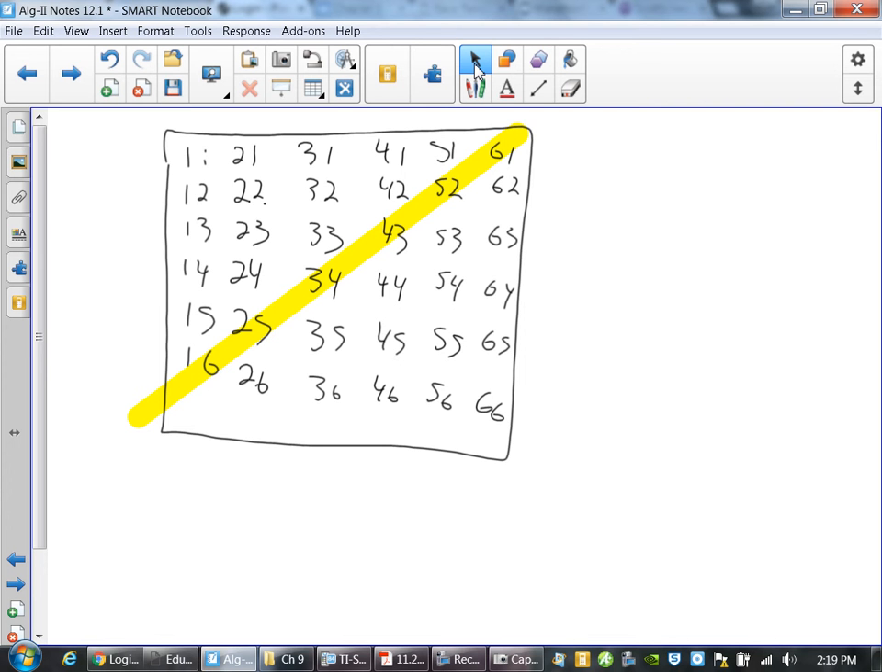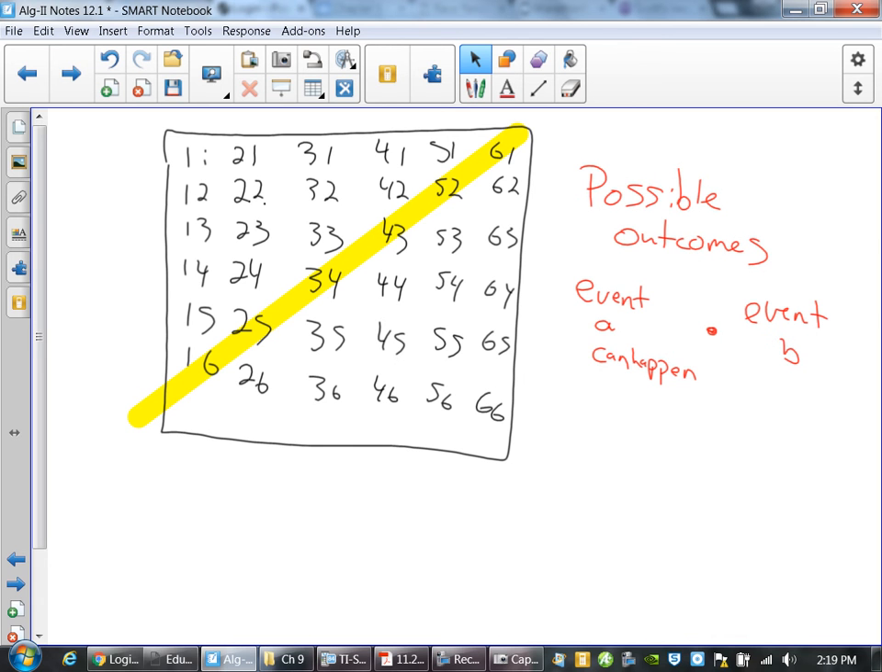So what we're looking at here, guys, is when we're talking about possible outcomes. You just take the number of ways event A can happen times event B. If there's 3 different things, you multiply 3 different things together.